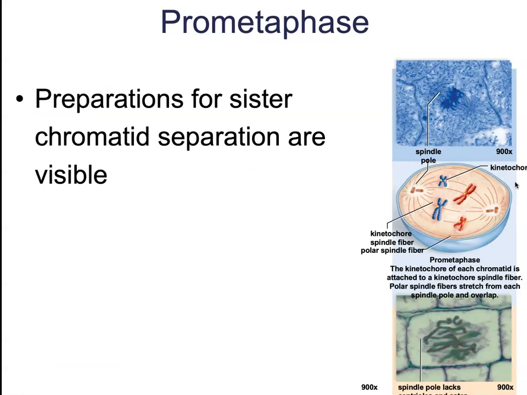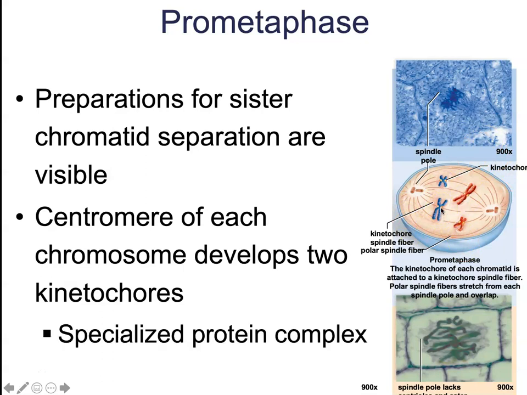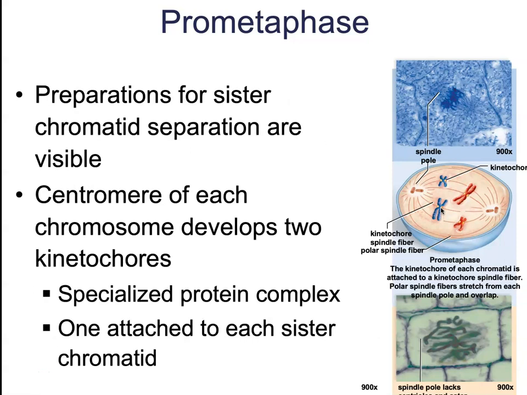During prometaphase, preparations for sister chromatid separation become visible. So not only have we condensed our chromosomes, but we are getting ready for metaphase. The centromere of each of the chromosomes is going to develop two distinct kinetochores. The kinetochores, like I mentioned before, those are those bright yellow specialized protein complexes. They're going to attach to each of the sister chromatids. They're going to physically connect the sister chromatids with the microtubules.